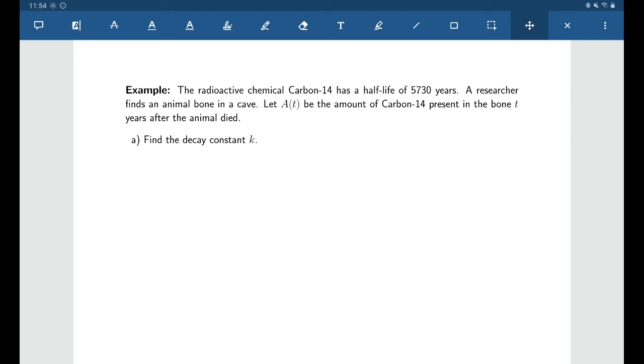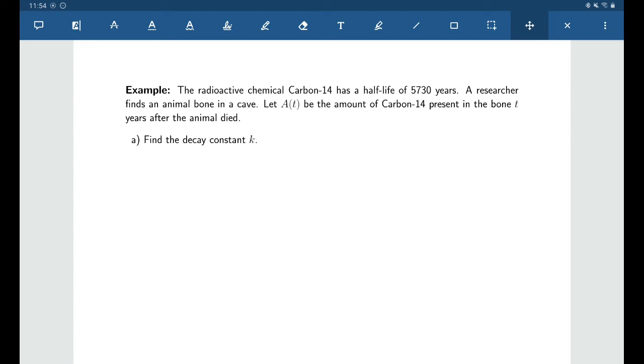So the idea is that if you are currently alive, the percentage of the carbon in your body that's carbon-14 should remain constant, as long as you're alive, as long as you're eating, as long as you're taking in nutrients. So whether we're talking about me, or a rabbit, or a tree, anything that's currently taking in nutrients will be taking in radioactive carbon.